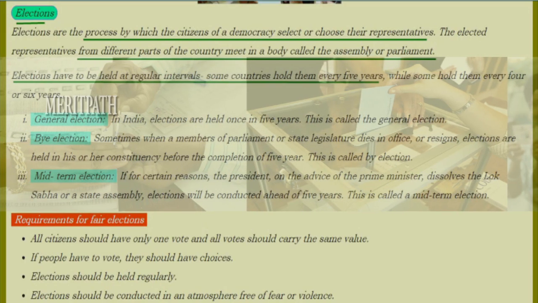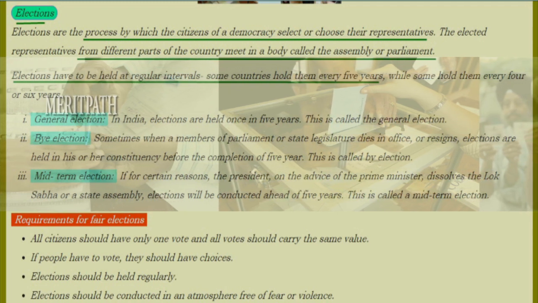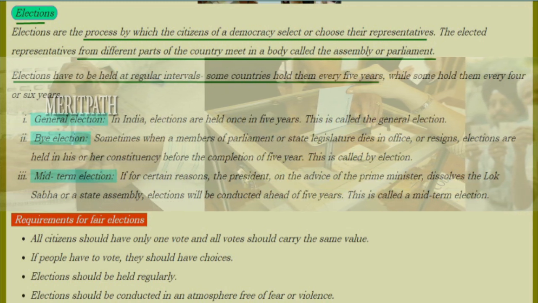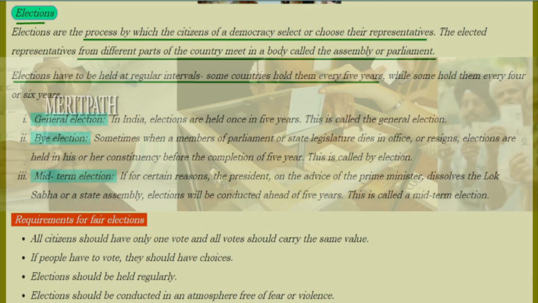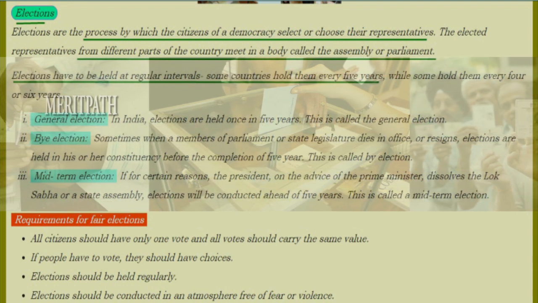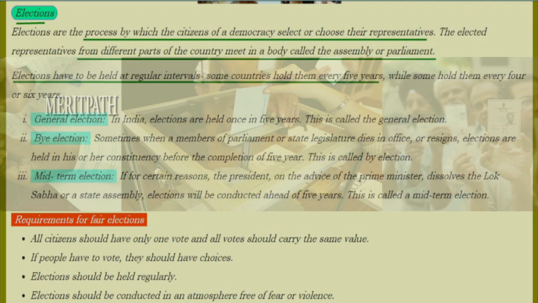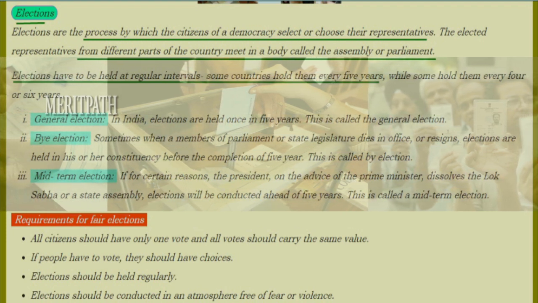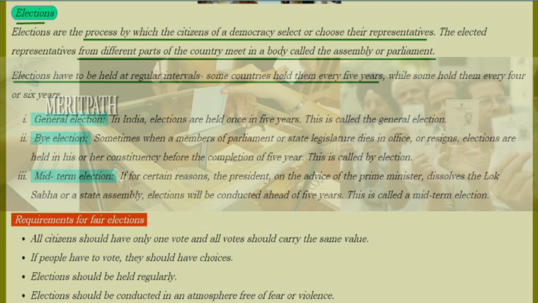Next is elections. This is the process by which the citizens of a democracy select or choose their representatives. Elected representatives from different parts of the country meet in a body called assembly or parliament. Elections are held at regular intervals. Some countries hold them every 5 years, some every 4 or 6 years.